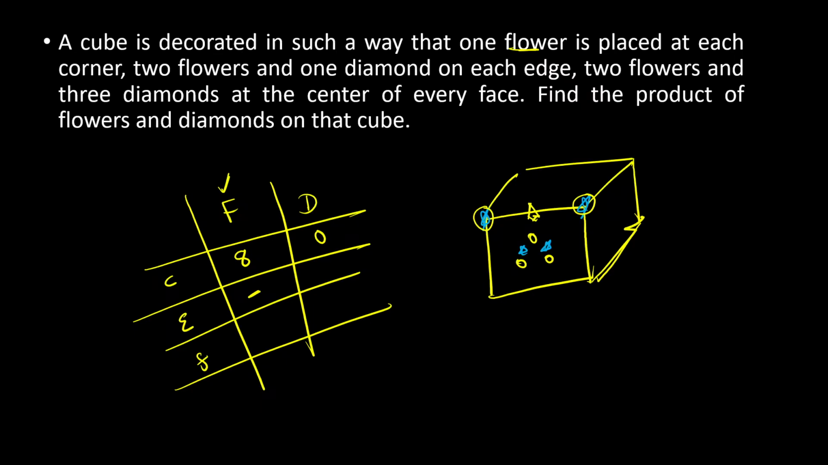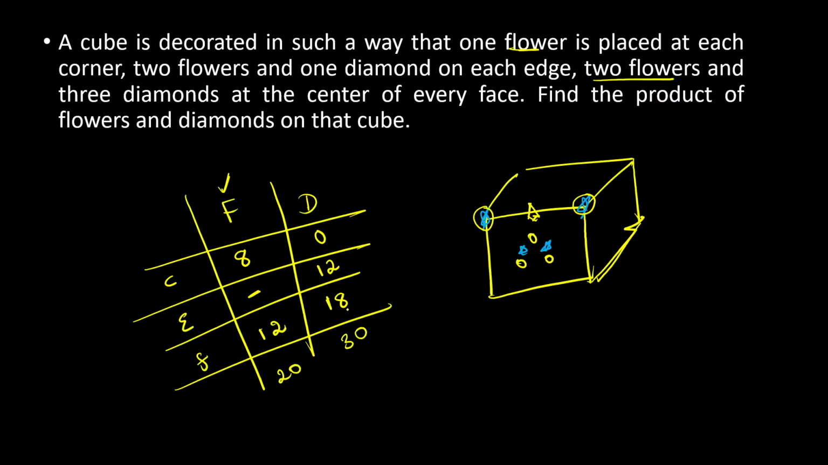And then 1 diamond on each edge. So 1 on each edge. So total number of diamonds will be 12. 2 flowers and 3 diamonds at the center of every face. As 2 flowers at the center of every face, 6 faces, 6 times 2, it's 12. And then as far as diamonds are concerned, 3 diamonds at the center of every face. So 3 times 6, it's 18. So total number of flowers, 20. Total number of diamonds, 30.